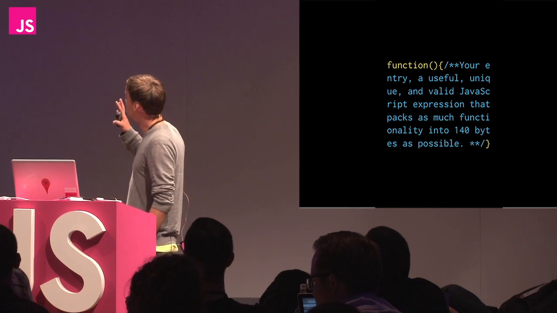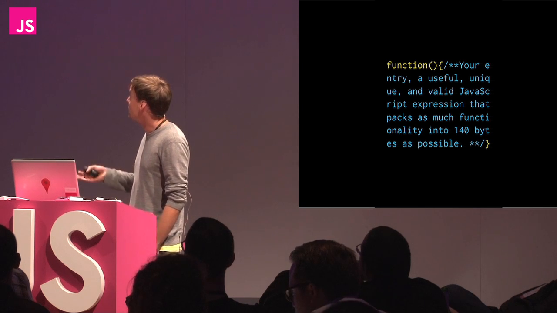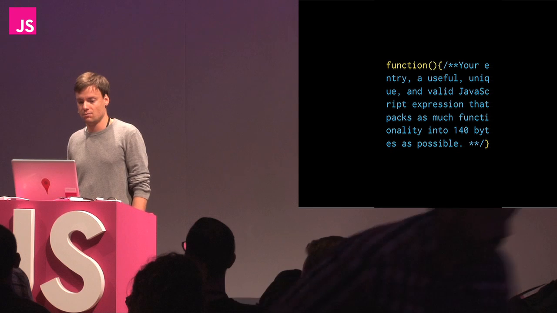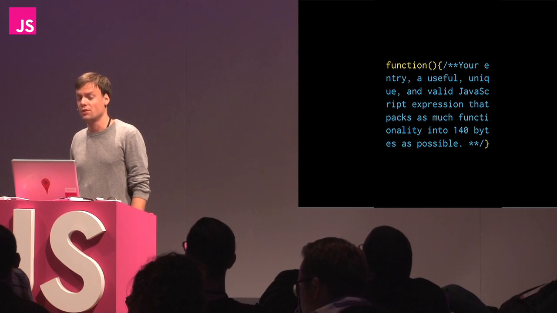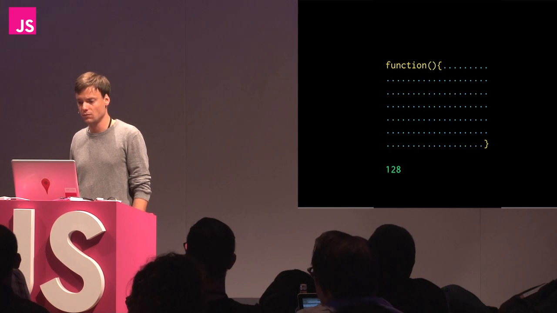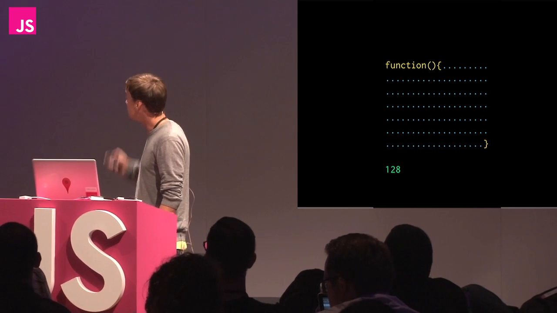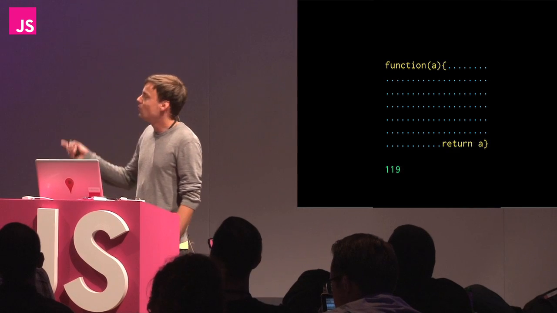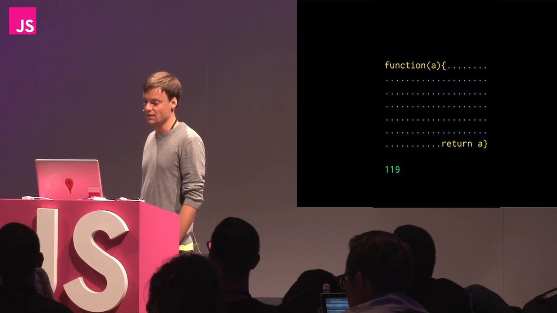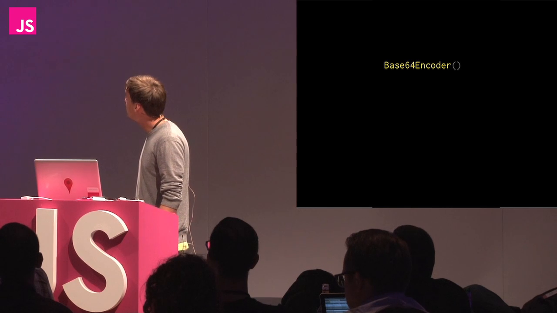So this is the template. You have a function. You have to write valid JavaScript for 140 bytes. And so for example, you don't have to leak the global space. And yeah, so actually you only have 128 characters left. And if you want to pass something and return this, there's only 119 characters left. So what I did, base 64 encoder was my first thing.